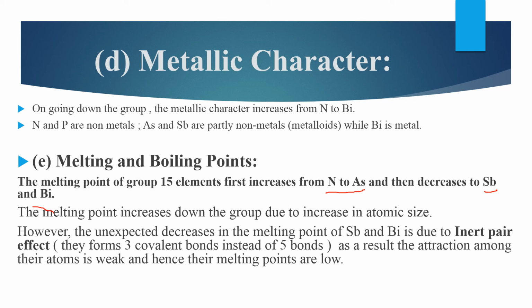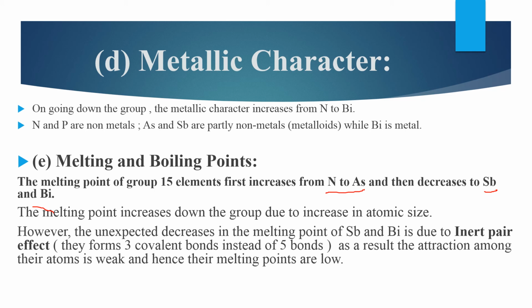and bismuth forms only 3 covalent bonds instead of 5 bonds. All the other elements of group 15 can form 5 bonds. वो तो 5 बॉन्ड फॉर्म कर सकते हैं अप टू आर्सेनिक तक, क्योंकि उनके लास्ट शेल में 5 इलेक्ट्रॉन्स हैं, ns2 np3.